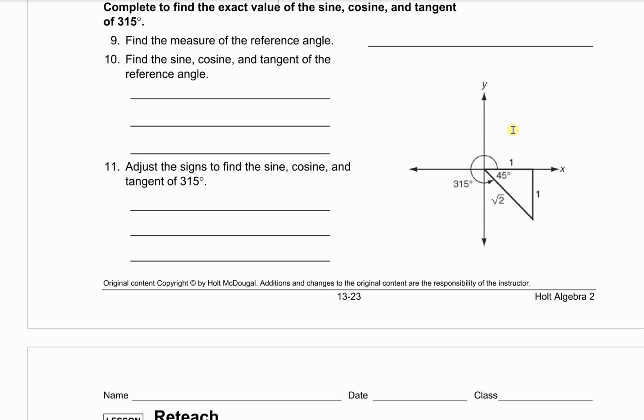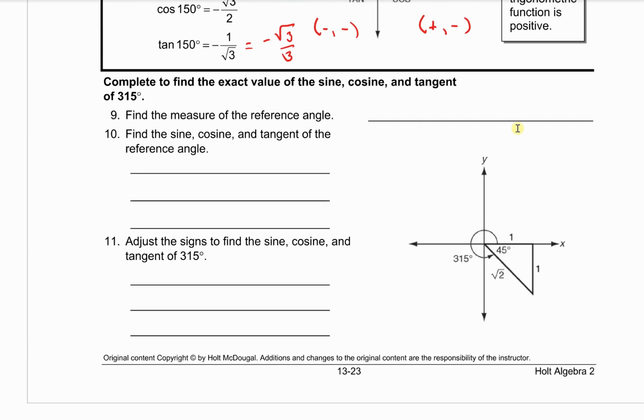So how would we do this, like to find the exact values for 315 degrees? Well, the reference angle, it's right here in the diagram. The reference angle is going to be 45 degrees.